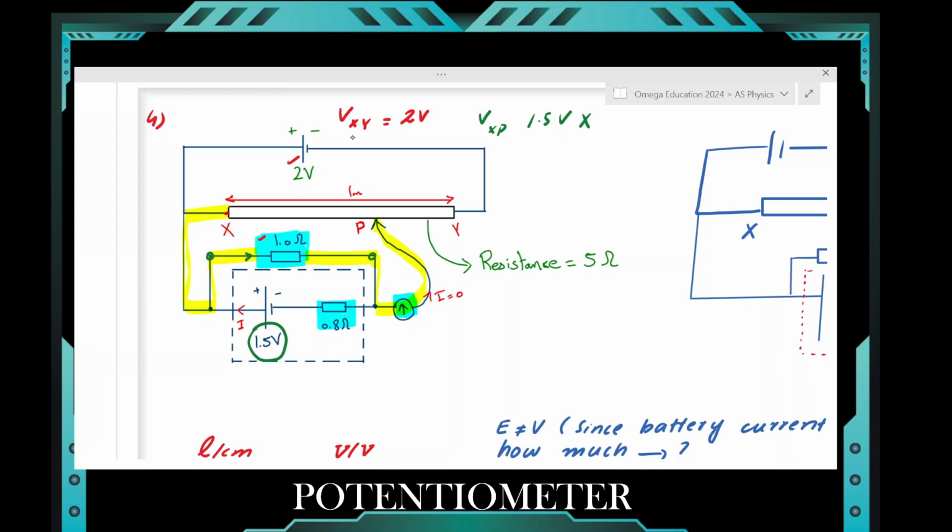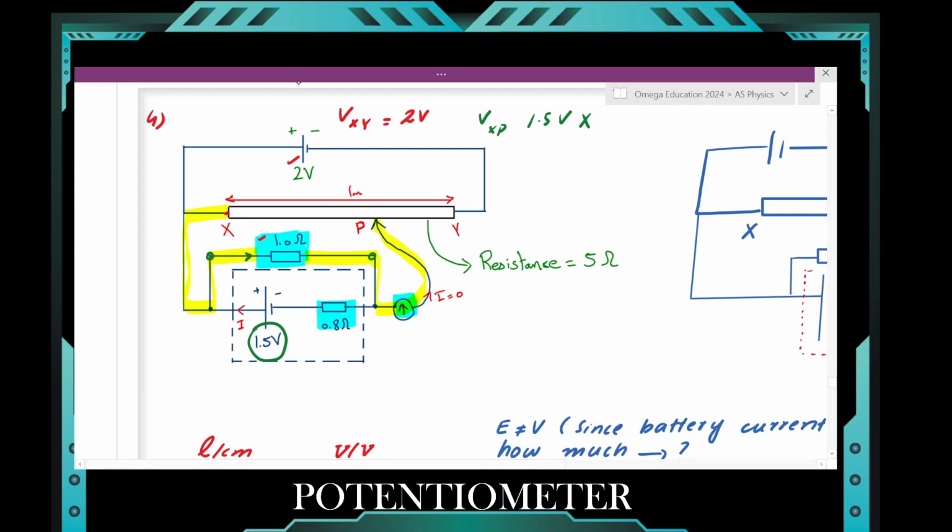Because if 0.8 volts were parallel, then 2 points should be joined directly. For example, from here, these 2 points are joined directly. But if you want to join X and the other side of the resistor, you have a battery in the middle. So there's no direct connection for this one. So you need to find the voltage across the 1 ohm resistor. How do you do that?